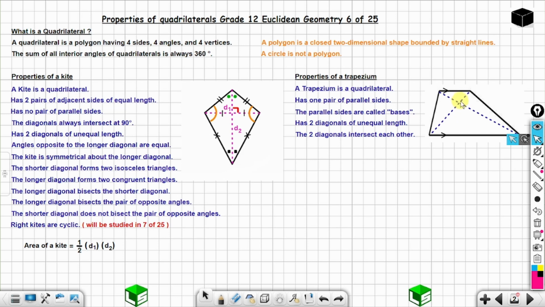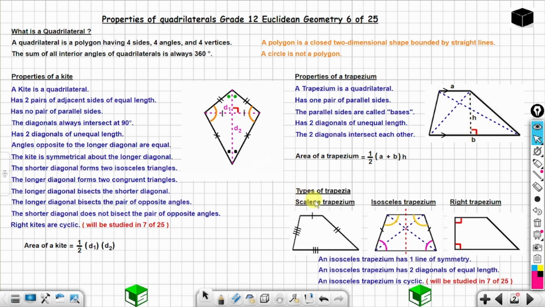They intersect there. So to calculate the area of a trapezium, let's call this base A, and let's call this base B, and let's have our height H. The height is always perpendicular to this base or perpendicular to this base. Now, the area of a trapezium is equal to 1 over 2, in brackets, the sum of the bases, times the height. Now let's see the types of trapezia.